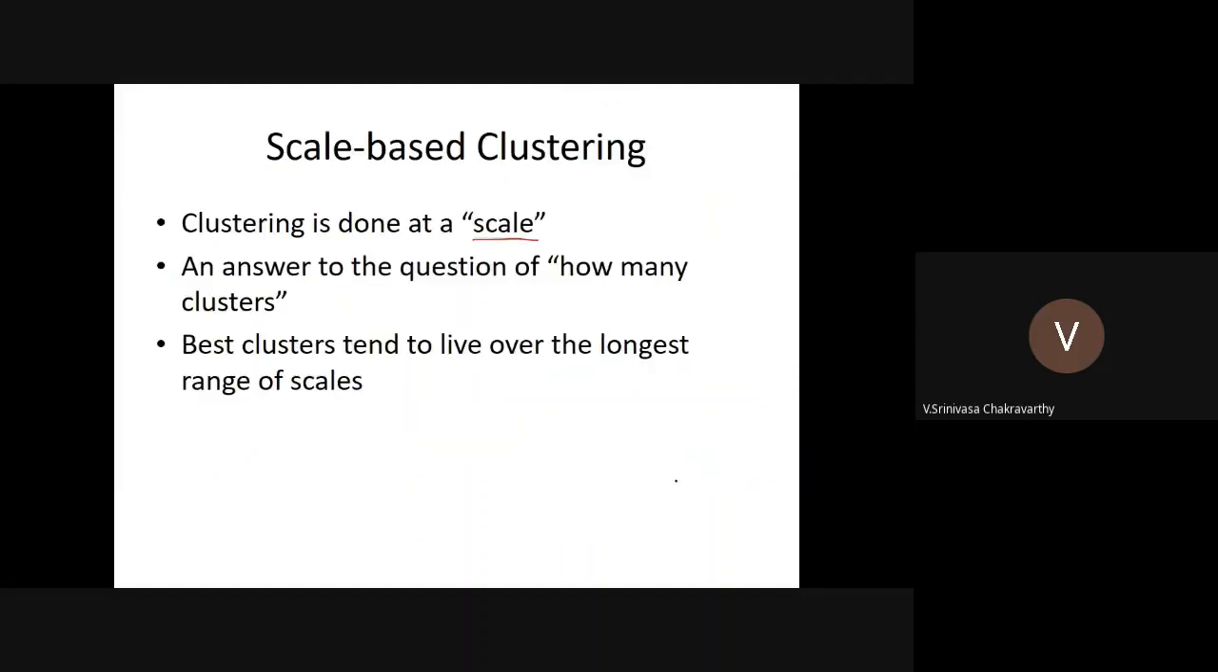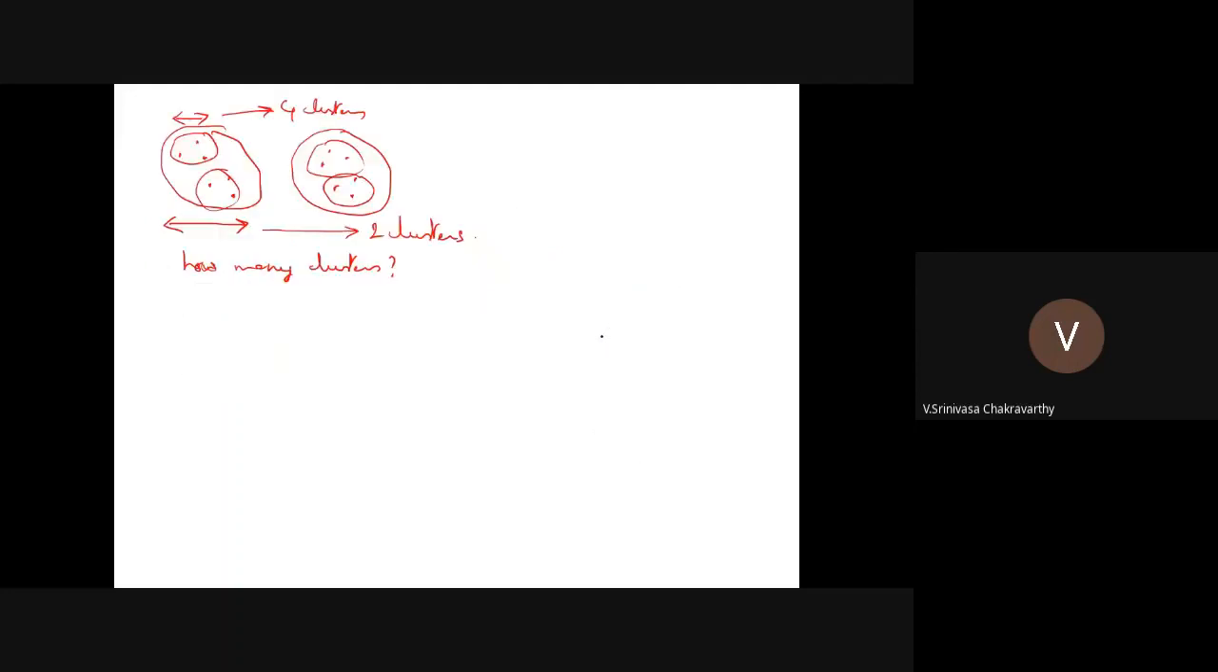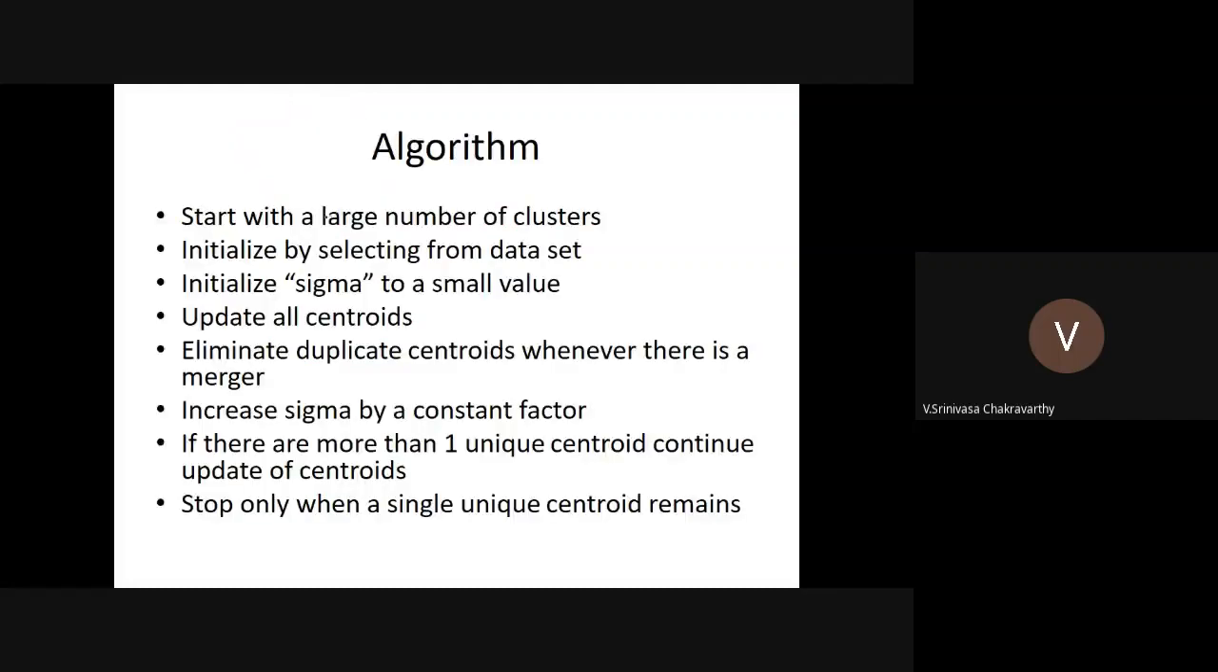So let us see how it works. This kind of clustering is called scale-based clustering. Okay, and we saw these examples before. If you have a set of data like this, and I cluster it at a small scale, it looks like there are 4 clusters. If we cluster it at a slightly larger scale, it looks like there are 2 clusters. So how does it work? How do you cluster data like this? Start with a large number of clusters initially. So let us say I have a data set like this.